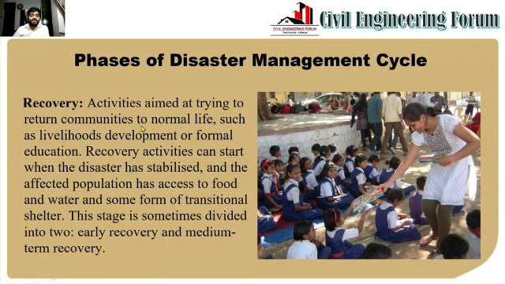Activities aimed at trying to return communities to normal life, such as livelihoods development or formal education. Recovery activities can start when the disaster has stabilized and the affected population has access to food and water and some form of transitional shelter. This stage is sometimes divided in two: early recovery and medium term recovery. So, if we take an example of an earthquake, many people might have lost their houses and loved ones, and here the victims are taught how to recover from that loss, and services are provided to help them get their normal life back. There may be two types of recovery based on the damage: early recovery or medium term recovery.